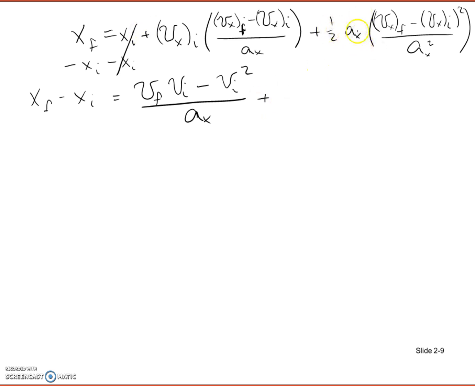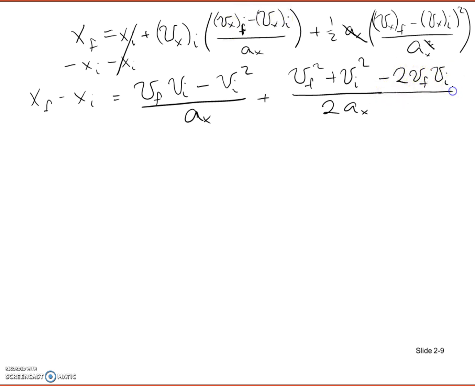Plus, now this acceleration cancels with one of these on the bottom. So I have a 1/2, and that 2 goes to the denominator, so I put a 2a_x down here. On the top, I'm going to square this whole thing, so I'm going to FOIL this out. The first is v final squared. The last is v initial squared, minus something times itself, minus minus is a plus, so plus v initial squared. And then I have the two cross terms, minus 2 v final times v initial.